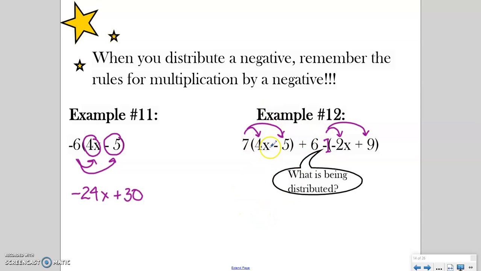So if you go down, 7 times 4, 28, and then you have the x, 28x. 7 times negative 5, negative 35. Bring down the plus 6. Negative 1 times negative 2x gives you positive 2x. Negative 1 times positive 9 gives you negative 9.